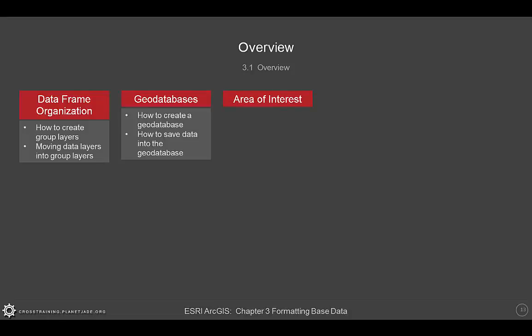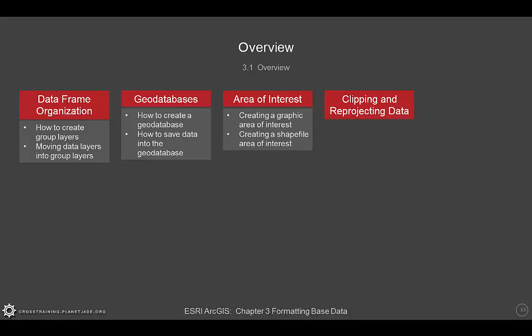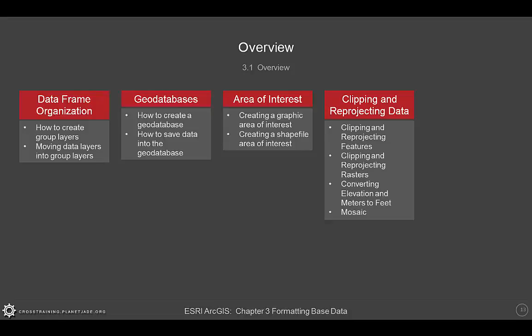Next, I'll go into the area of interest, and this is simply the project boundary. I'll talk about how to create a graphic area of interest, and then how to create a shapefile area of interest. And all of that's going to be very useful to us, especially when it comes to clipping and reprojecting our data. So I'll go into clipping and reprojecting features, clipping and reprojecting rasters, converting elevation information from meters to feet, and then how to mosaic data together.